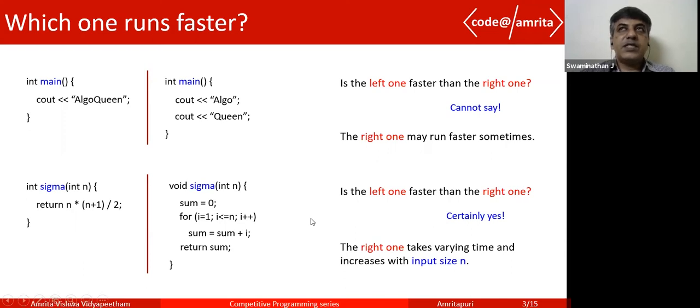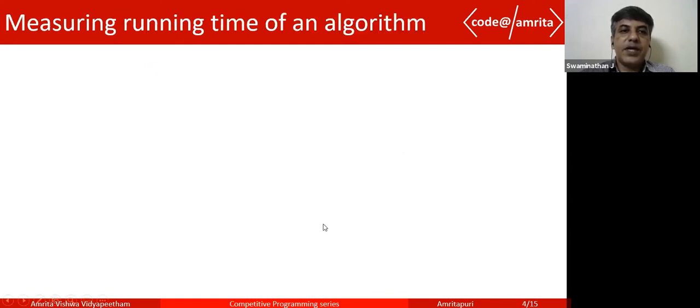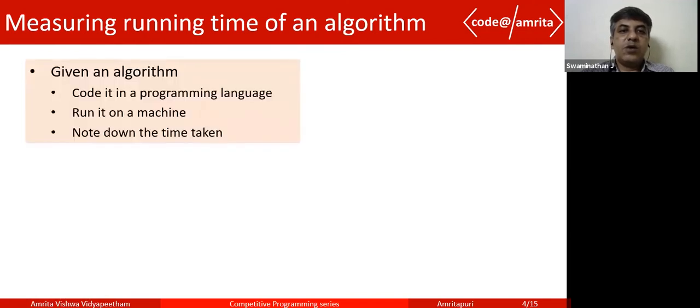So when we want to say this in quantified terms, that's why we introduce the concept of time complexity. So how do we measure the running time of an algorithm? Let's take a look. Given an algorithm, I can code the program in a particular programming language, whichever I know or prefer, run it on a machine, and note down how much time it takes for my program to run. Then I can say this algorithm takes 15 milliseconds, or 500 microseconds, or something like that. So the question is, is this a reasonable strategy?